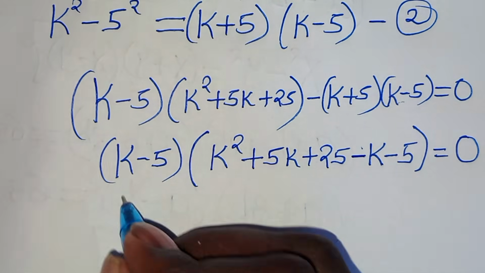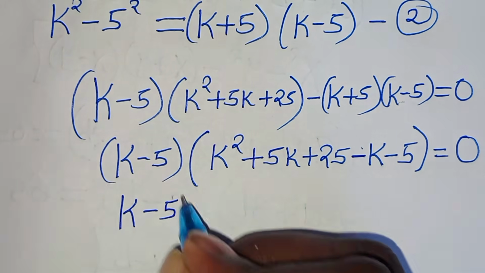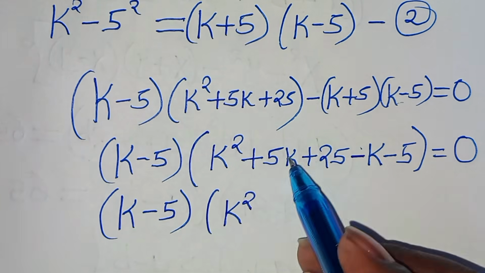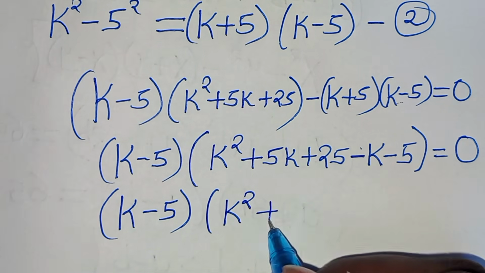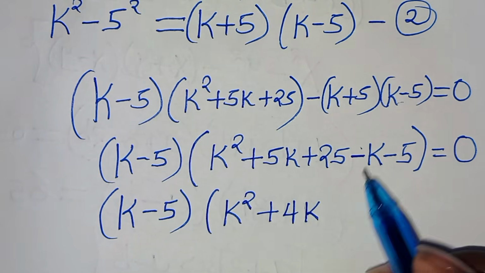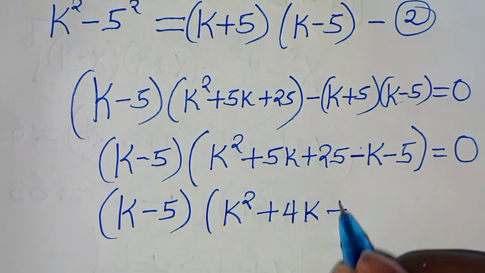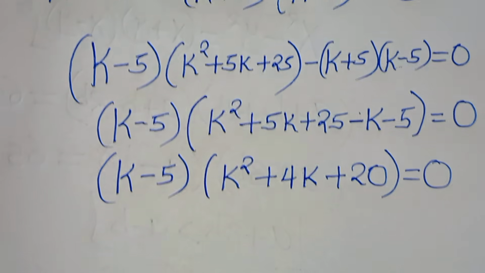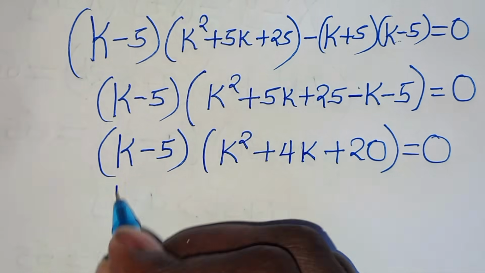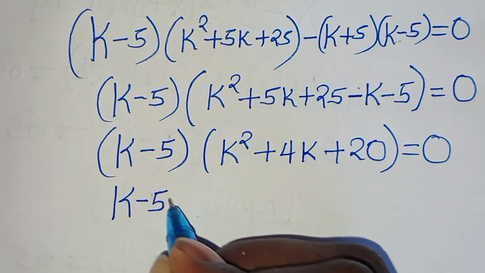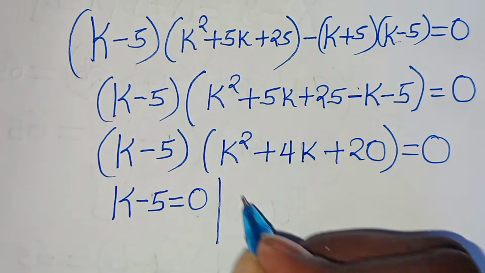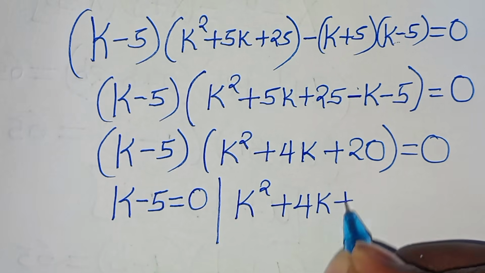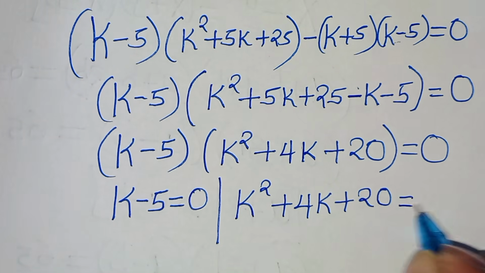This is equal to 0. So this implies that we have k minus 5, then we have k to the power of 2. Now 5k minus k, this is plus 4k. Then we have 25 minus 5, this is plus 20. This is equal to 0. So we have got two parts here. We have k subtract 5, this is equal to 0. Then we have k to the power of 2 plus 4k plus 20. This is equal to 0.